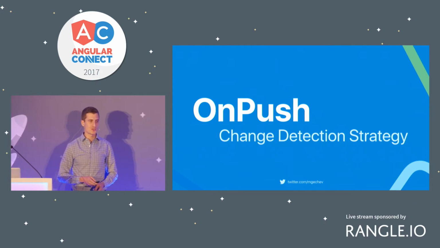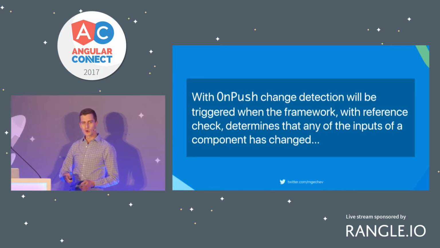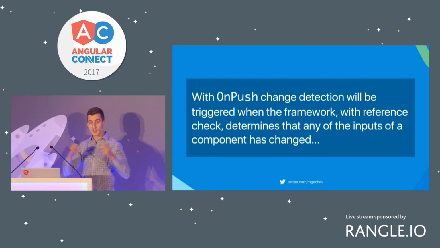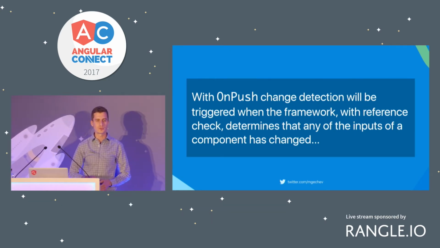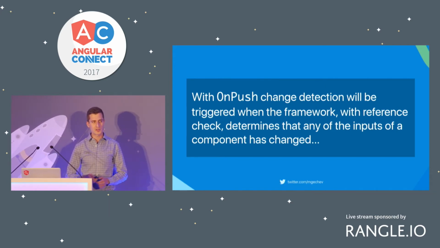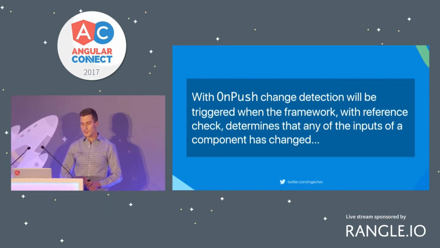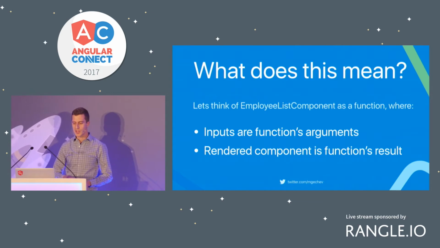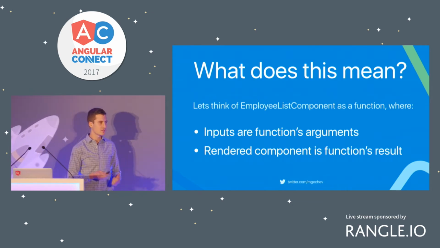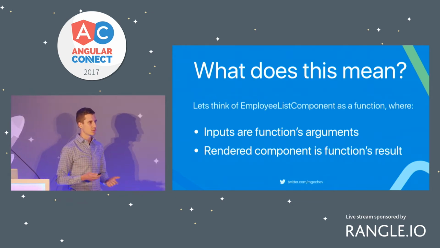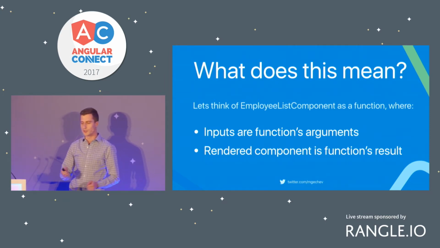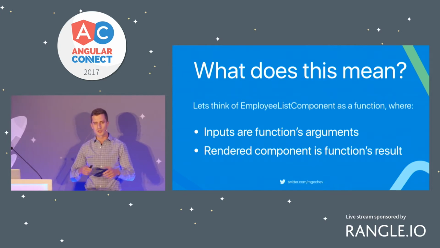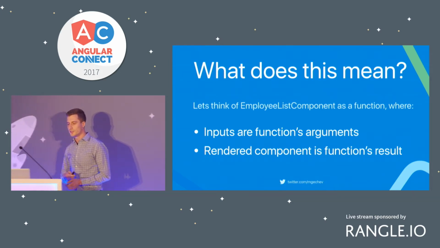The OnPush change detection strategy will allow us to invoke the change detection of a given component sub-tree when we get new inputs for any of the inputs of the component. So that's very convenient. Let's just try to explain this in terms of functional programming. We're going to model our entire application by using functions just for a second. So this is not Angular. This is just a model of our employee list component.